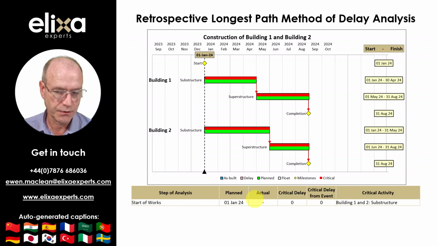The table shows the planned start date, the 1st of January, any critical delay, which is likely to be 0 in the as-planned program, and what is critical at the time of the analysis, the substructures of Building 1 and Building 2.